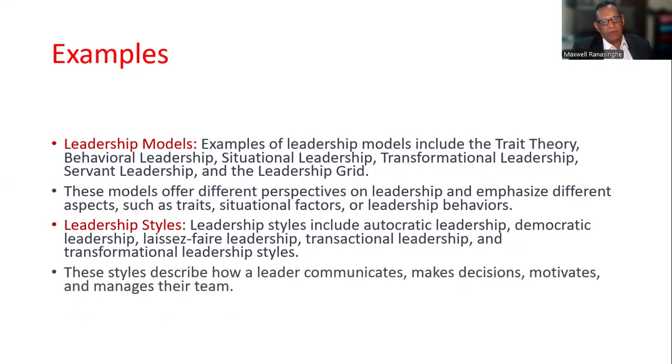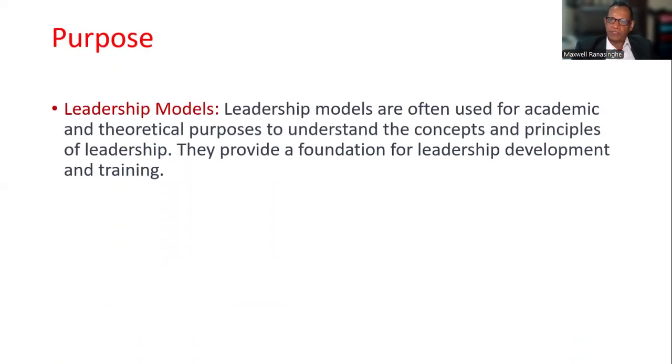These styles describe how a leader communicates, makes decisions, motivates and manages their team. So it's very important that you have a proper leadership style that everyone would like and everyone would get motivated to work with. The purpose of these two terms also differs.